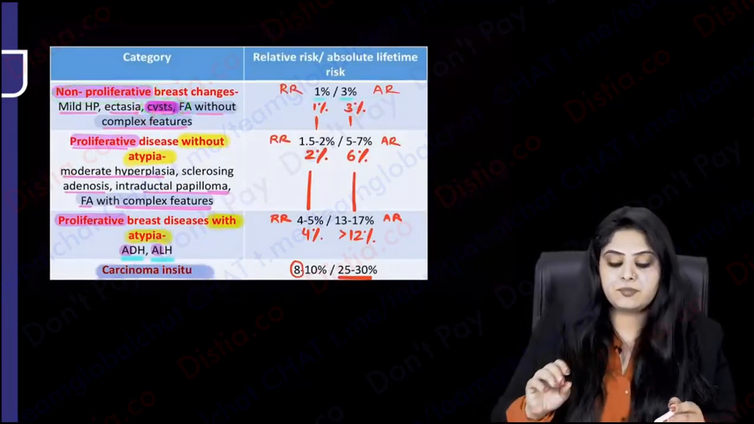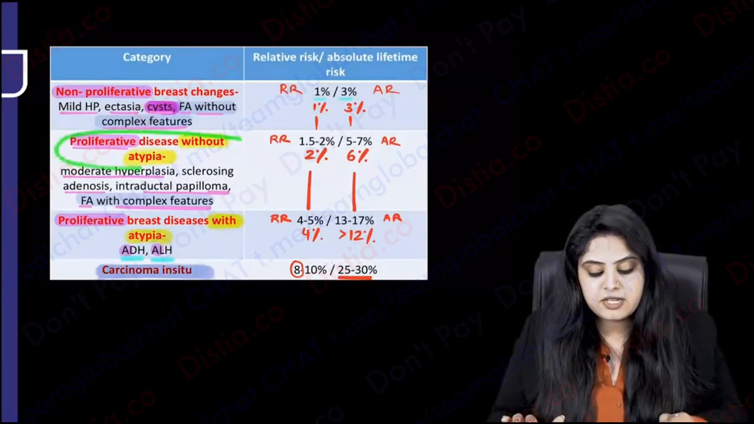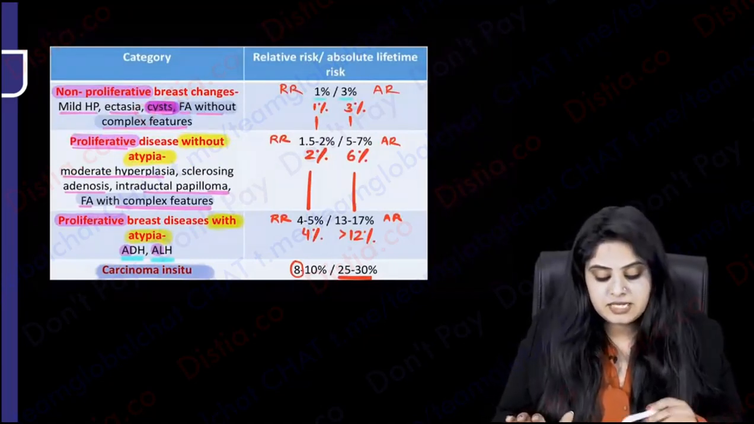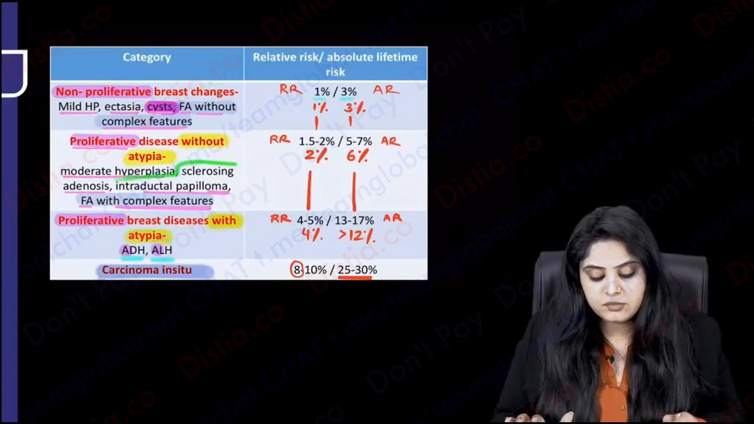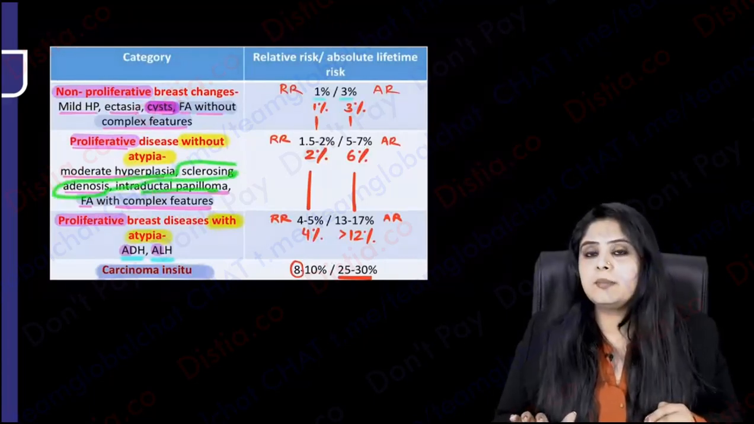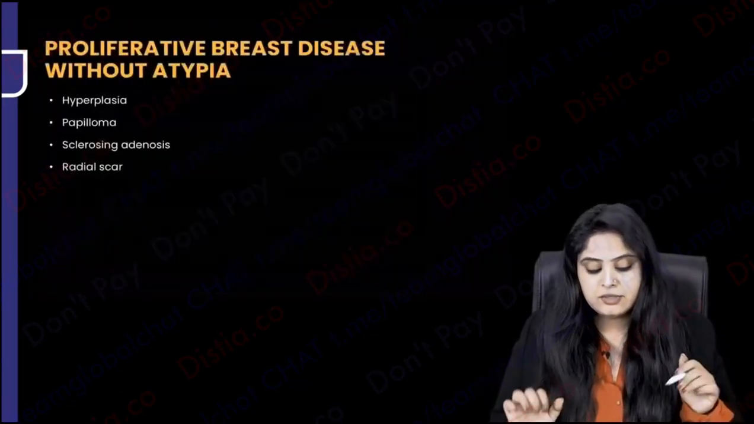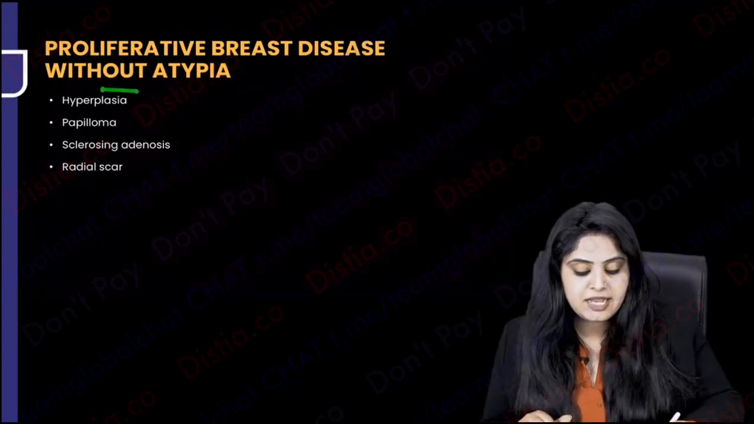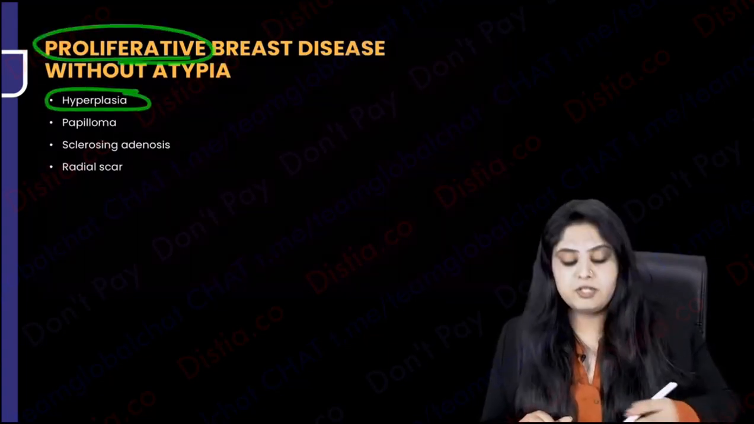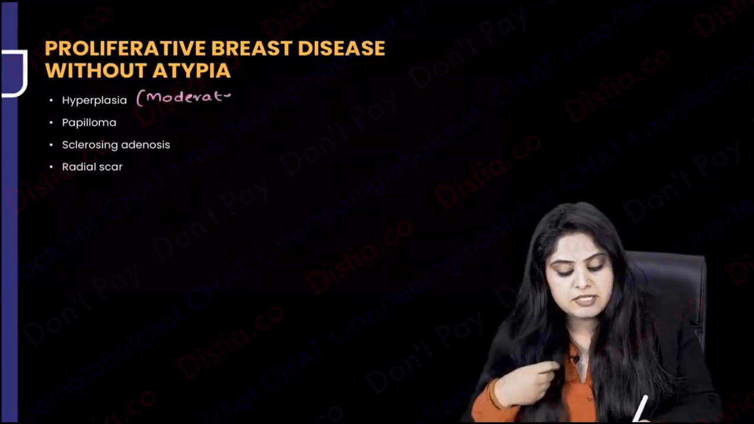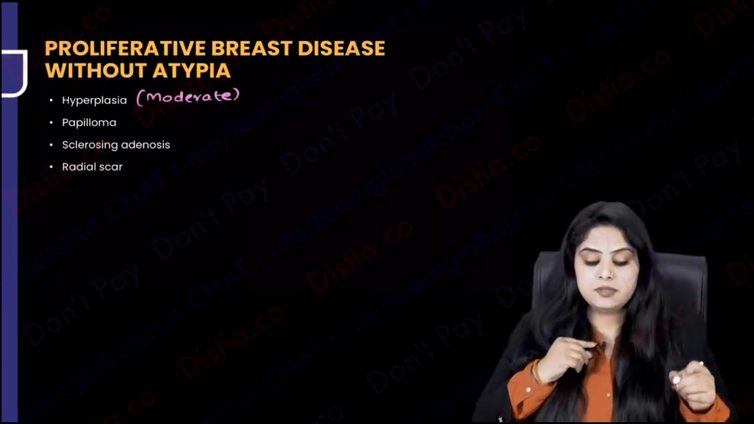Let me try and teach you something from the proliferative category, but no bad looking cells, no atypia. Means proliferative breast disease without atypia. Did I tell you something like sclerosis will come under it, papillomas will come under it? Meaning proliferation is happening, but there's no bad looking cells in it. So let's revisit that. Is hyperplasia going to be a type of proliferation? Yes, provided it is moderate hyperplasia.